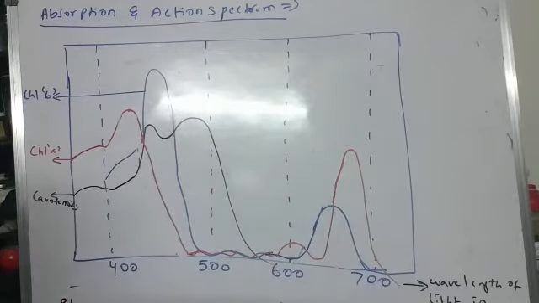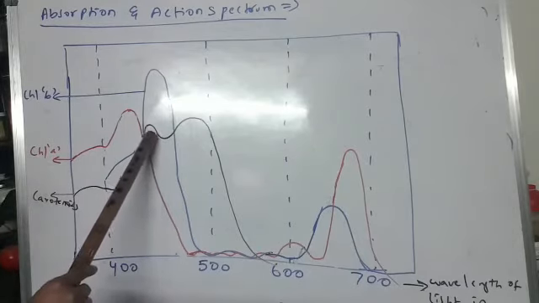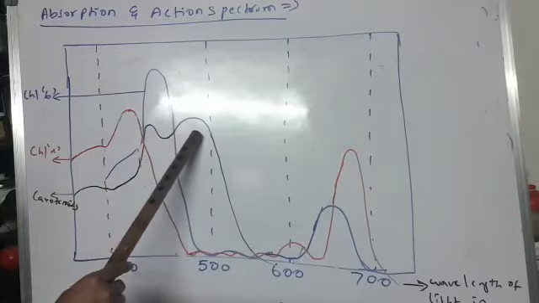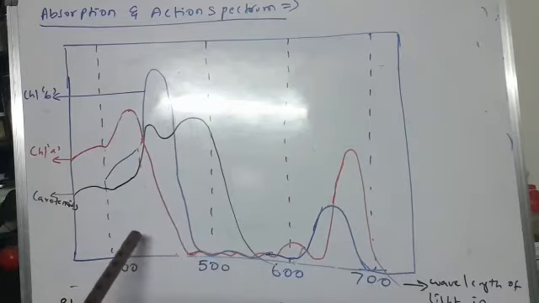The third important pigments are carotenoids. These are yellow or orange colored pigments. Now these carotenoids have peaks in the blue region and also in the green region. So carotenoids can absorb the blue light as well as the green light, but they cannot absorb the red light.